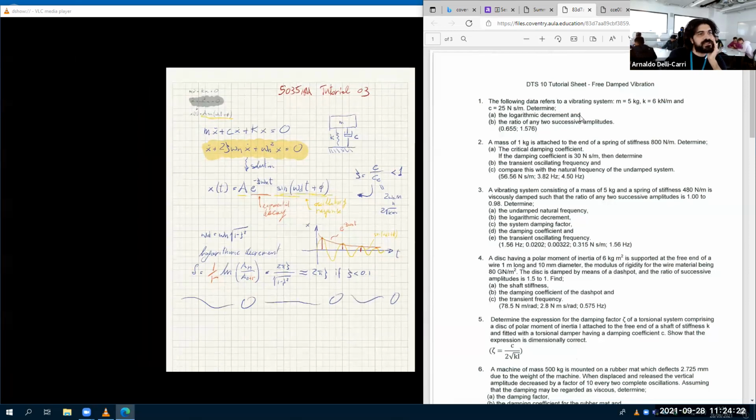The following data refers to a vibrating system. We have a mass of 5 kilograms, a stiffness of 6,000 newtons per meter, and a damping coefficient of 25 newton seconds per meter. What's that unit? What are these odd units? Where do they come from? C, 25 newton seconds per meter.